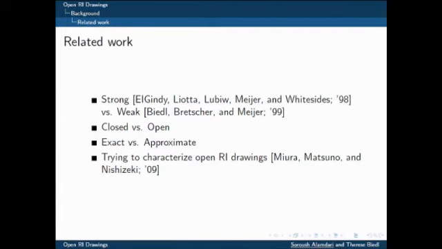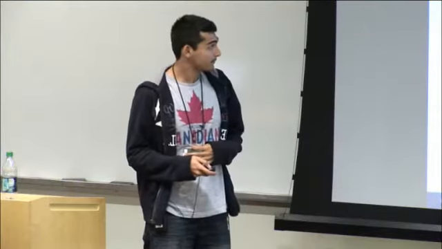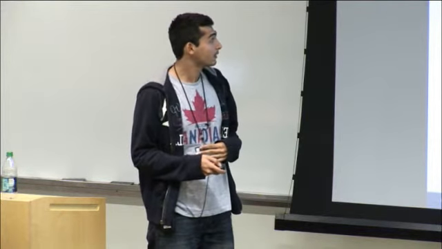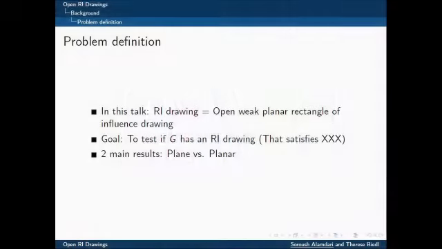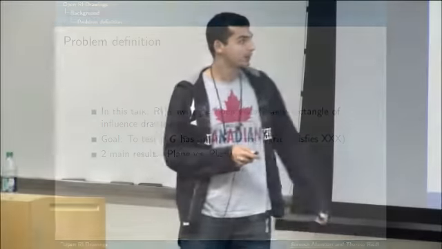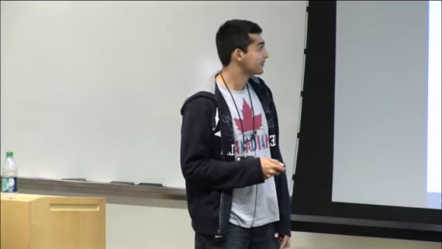It has been studied in strong and weak senses, closed and open, exact and approximate. Approximate will be the subject of the next talk, I believe. This talk is the continuation of our work from last year, which was in turn inspired by a work of Miyazaki, Matsuno, and Nishizeki. So we want to characterize RI drawings. By RI drawing, I mean open, weak, planar rectangle of influence drawings.